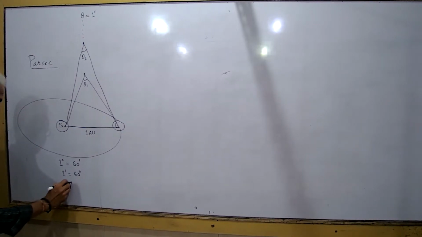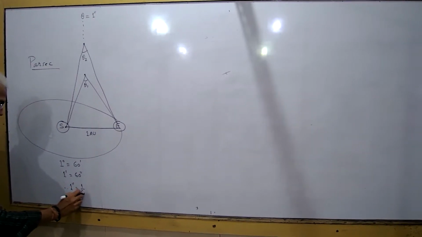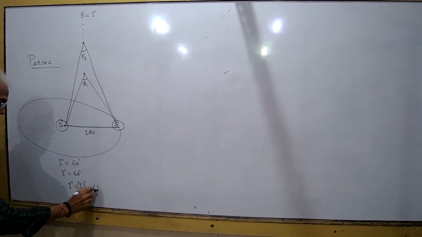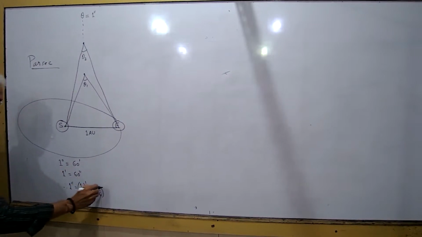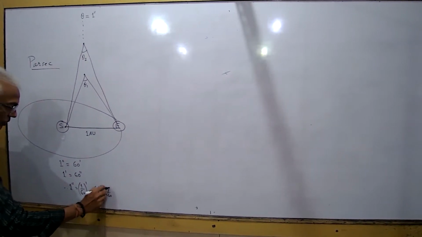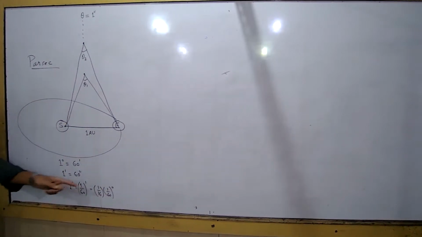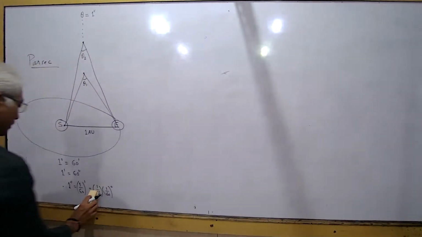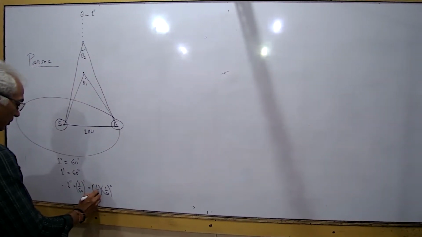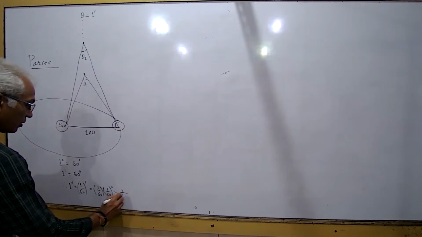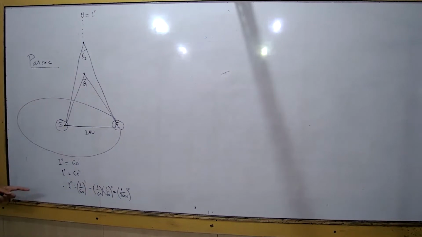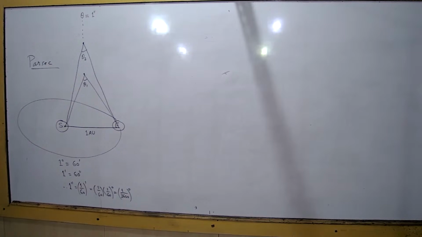Therefore 1 second angle is equal to 1 by 60 minutes. And what is 1 minute? 1 by 60 degree. So in total 60 times 60, so this is 1 by 3600 of a degree. So 1 second angle is 3600th part of a degree.